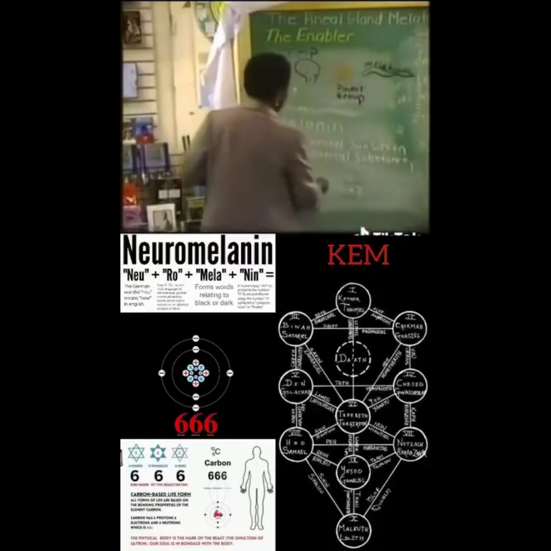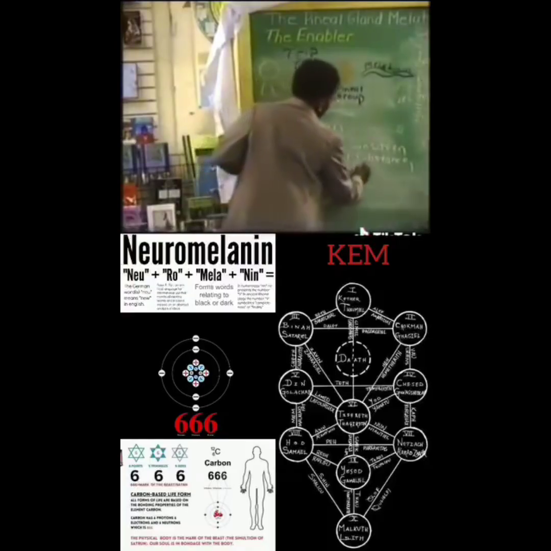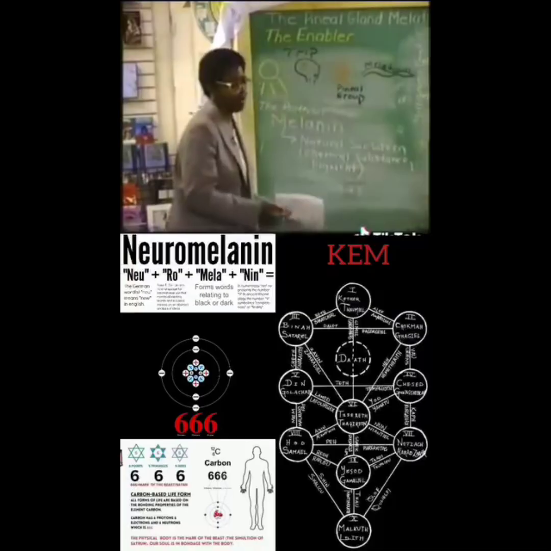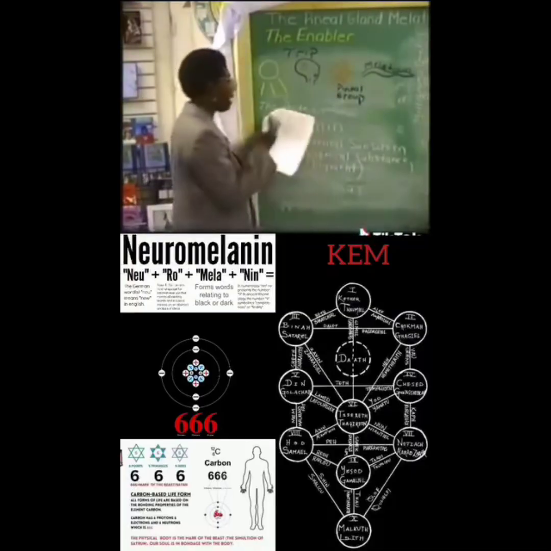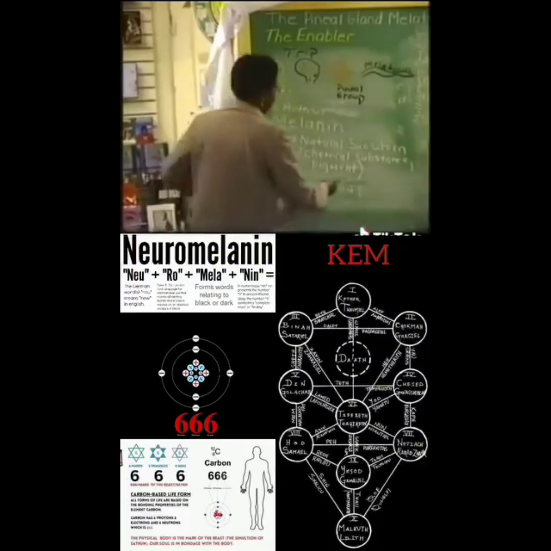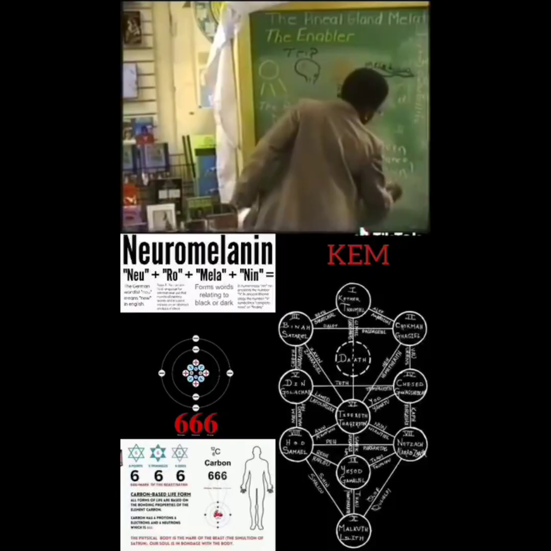And basically it's pigment. It's the black and brown pigment that gives color to our skin, our eyes, and our hair. That's what melanin is. On a biological basis, it's a chemical substance, the black and brown pigment that gives color to our skin, our eyes, and our hair.